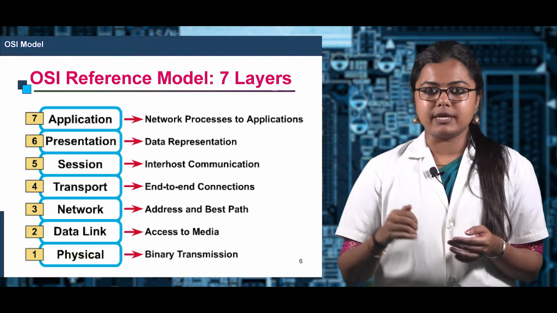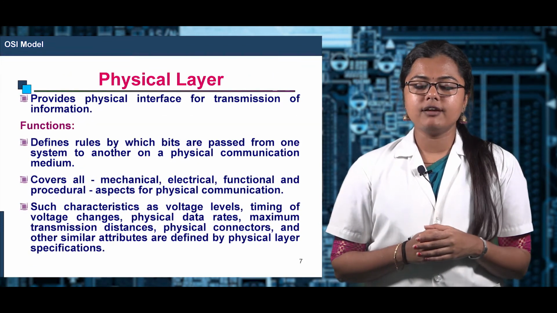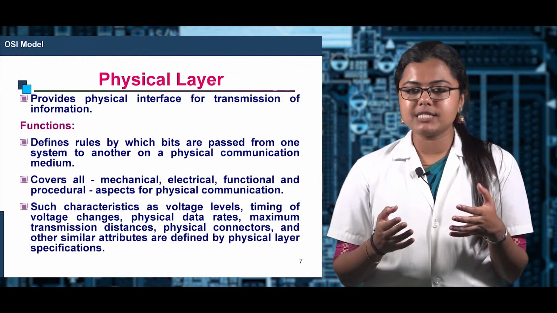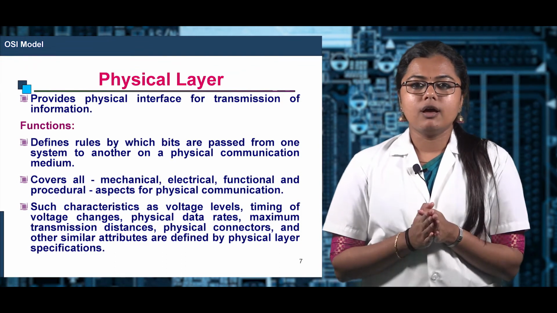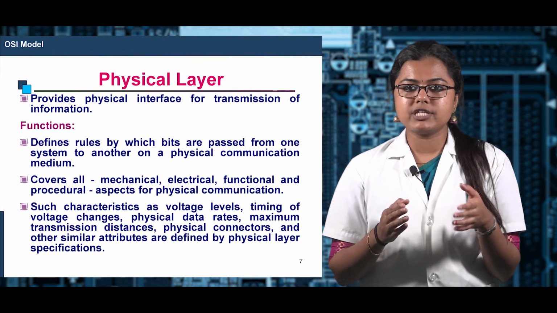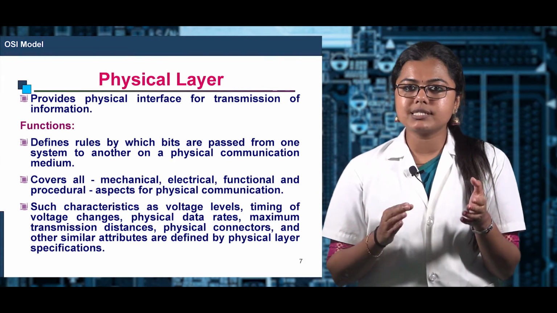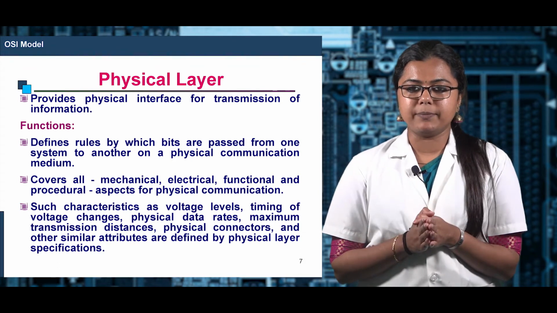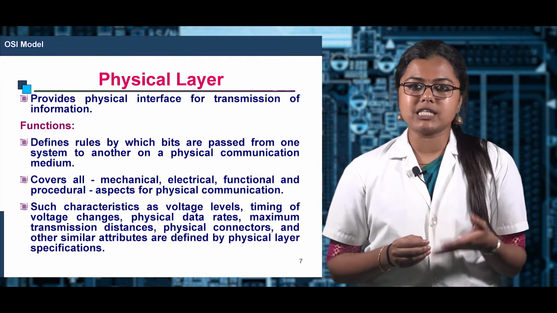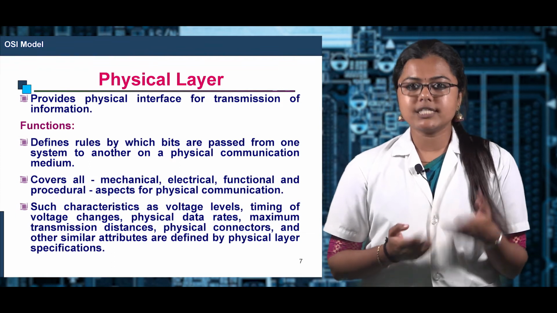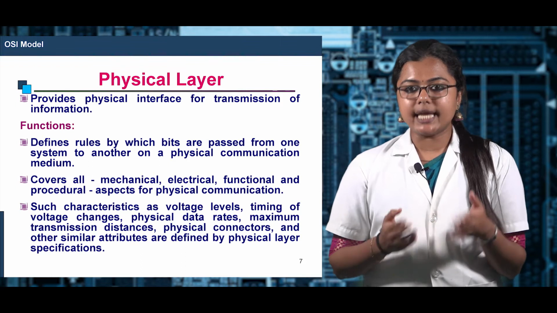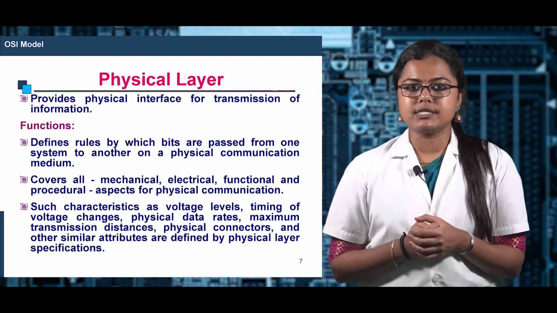Each one of them is explained. Going with the first layer, the physical layer. As the name suggests, it provides a physical interface for the transmission of information. The main function of the physical layer is that it defines rules by which bits are transferred from one system to another through the communication medium, and it covers all the mechanical, electrical, functional and procedural aspects of physical communication. Such characteristics involve voltage levels, timing of voltage changes, physical data rates, maximum transmission distances, etc.